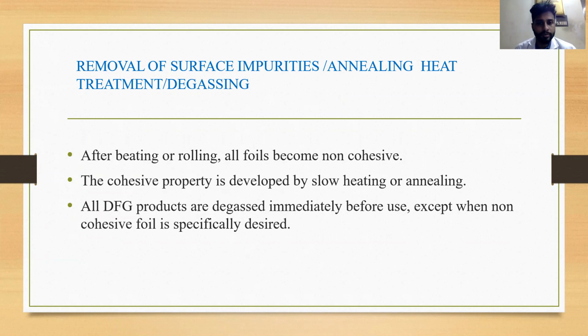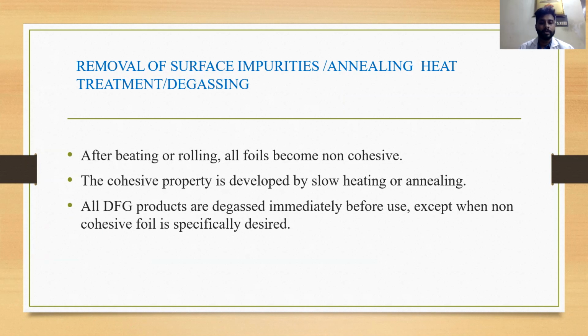So, removal of surface impurities. Coming to removal of surface impurities by annealing or heat treatment, also called degassing. After beating or rolling, all foils become non-cohesive. The cohesive property is developed by slow heating or annealing.